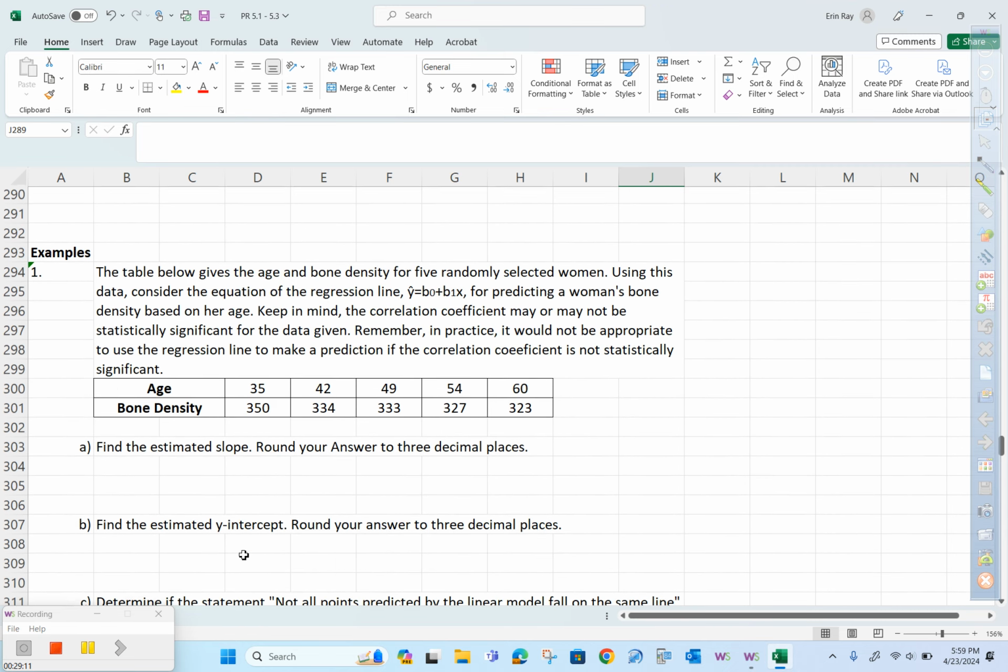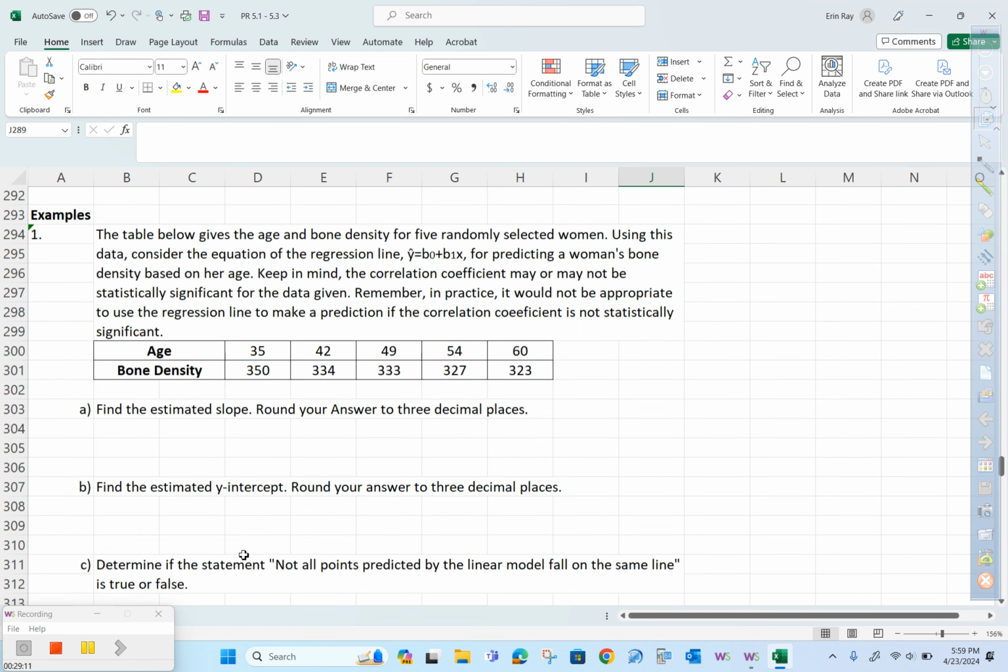Okay, so now we're going to put things together and talk about scatter plots. First example here, it says the table below gives the age and bone density for 5 randomly selected women. And we're going to find the line of best fit for predicting a woman's bone density based on age. So that tells us right there that age is predicting our bone density. So age is our x value, and bone density is our y value.